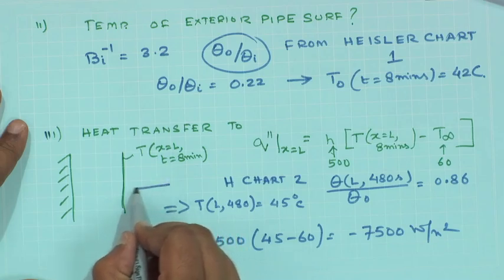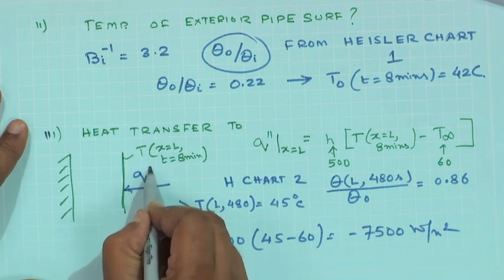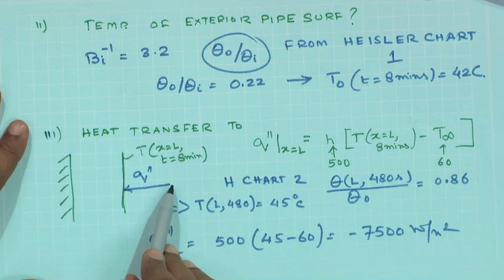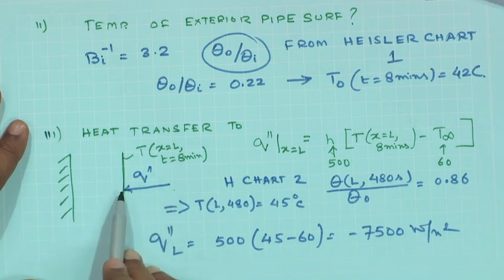So, that means this much heat flux Q double prime is going to come from the oil to the inner surface after 8 minutes. Since with increase in time the temperature of the wall will also increase, the amount of heat which would get transferred from the hot oil to the cold wall will decrease with time. It is going to be a function of time, and in order to obtain the value of the heat flux at any specific instant of time, you need Heisler chart 2.